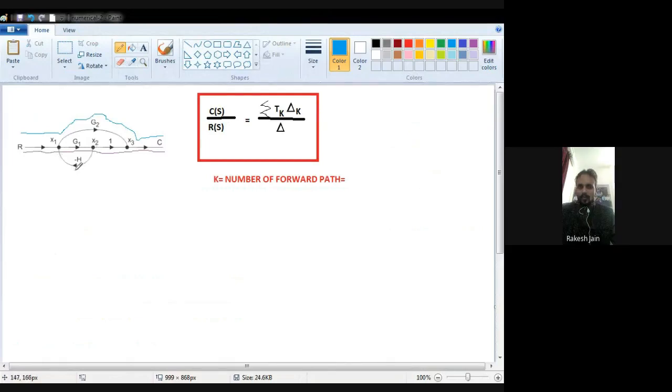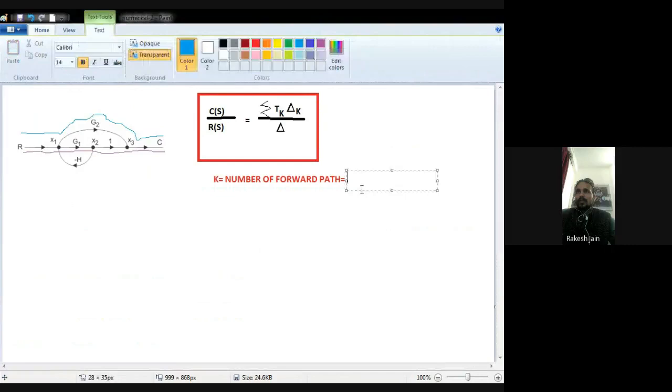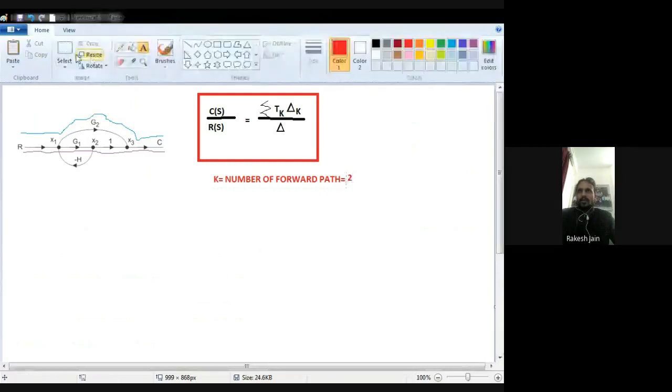So this is my second forward path. Now I check once again. So I start from R and reach at x1, but I can't reach at x2 directly via this branch whose gain is minus h, because the direction is opposite. Okay, so there are only two forward paths. So there are two forward paths.